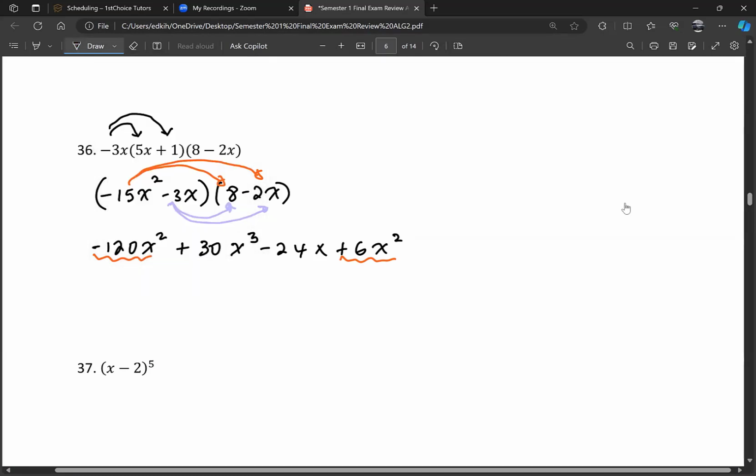But it has to be in standard form. So I'm going to write the 30 x to the third first. Negative 120 x squared plus 6x squared is negative 114 x to the second. And then minus 24x. Standard form.